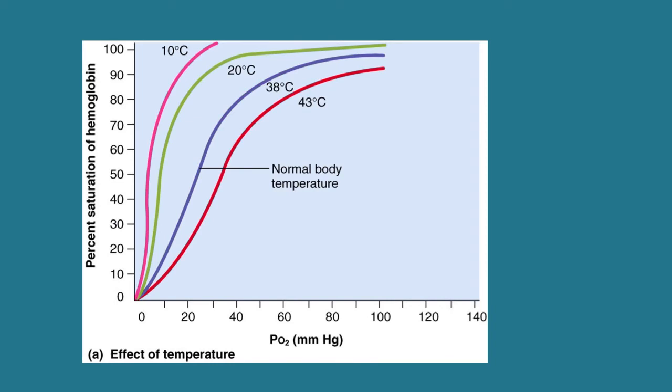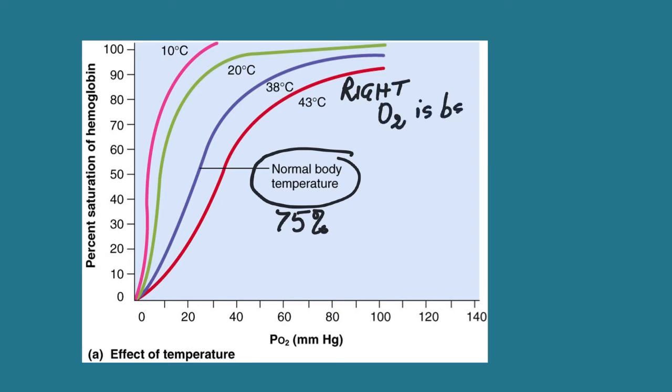So let's look at the next two rules that we need to know. And that has to do with the position of these curves. Now look at the normal here. This is the normal body temperature, and the blue line that you see here is the normal. That is your 75% saturation that we just talked about. If there is a curve that is to the right of the normal, then this means that oxygen is being released. It means the hemoglobin is giving up the oxygen.